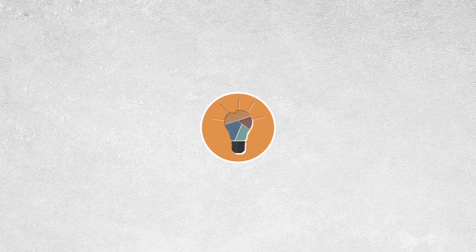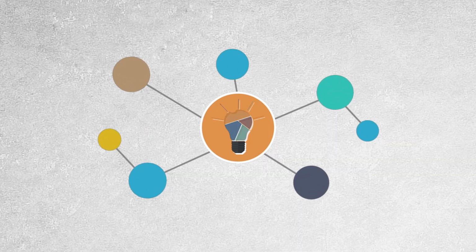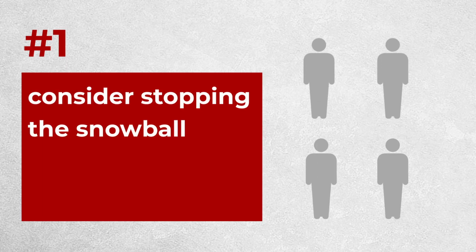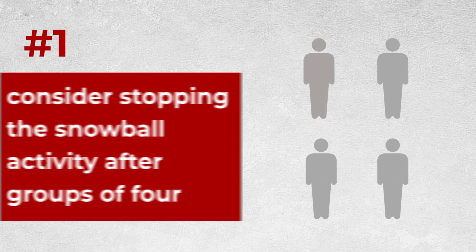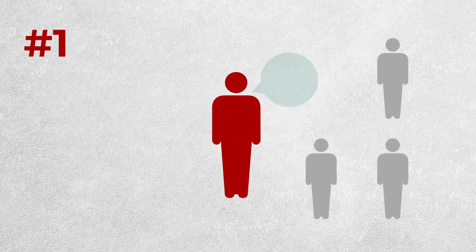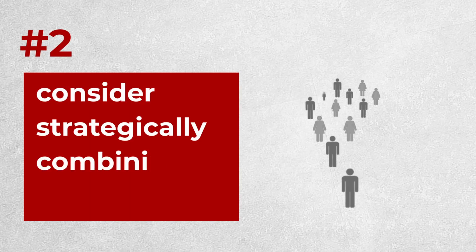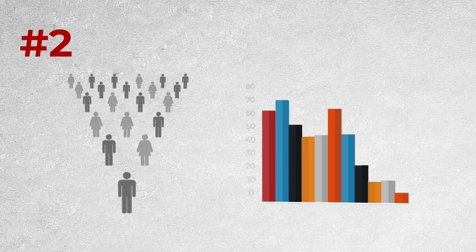This strategy allows students to independently formulate their own ideas on a topic and then gradually synthesize them with other information. This strategy pairs well with graphic organizers or whiteboards to record individual and partner responses. Here are some helpful tips for using this strategy. Number 1, consider stopping the snowball activity after groups of 4 and having representatives from each group share their group's discussion. Number 2, consider strategically combining groups based on the knowledge of your students.